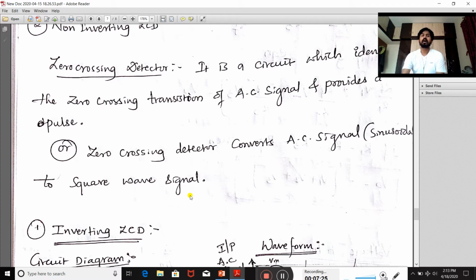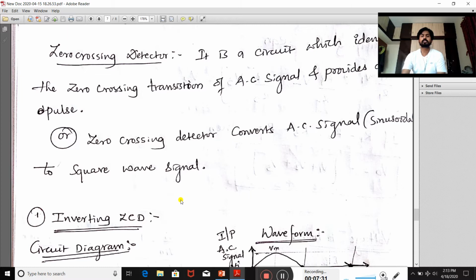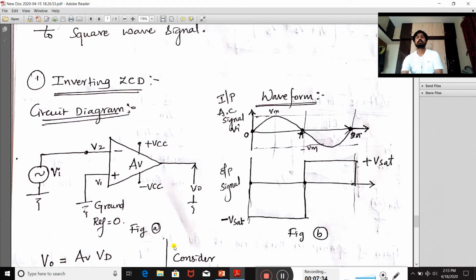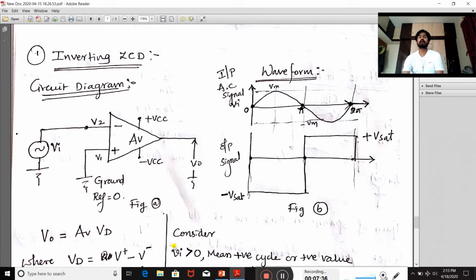Now let's see how the operational amplifier acts as a zero crossing detector. In that, the first one is the inverting zero crossing detector. I would like to tell one thing here. This particular thing we have seen in the second concept of operational amplifier, the effect of open loop, the effect of very high gain in the open loop configuration. That same explanation comes here along with some other modification.